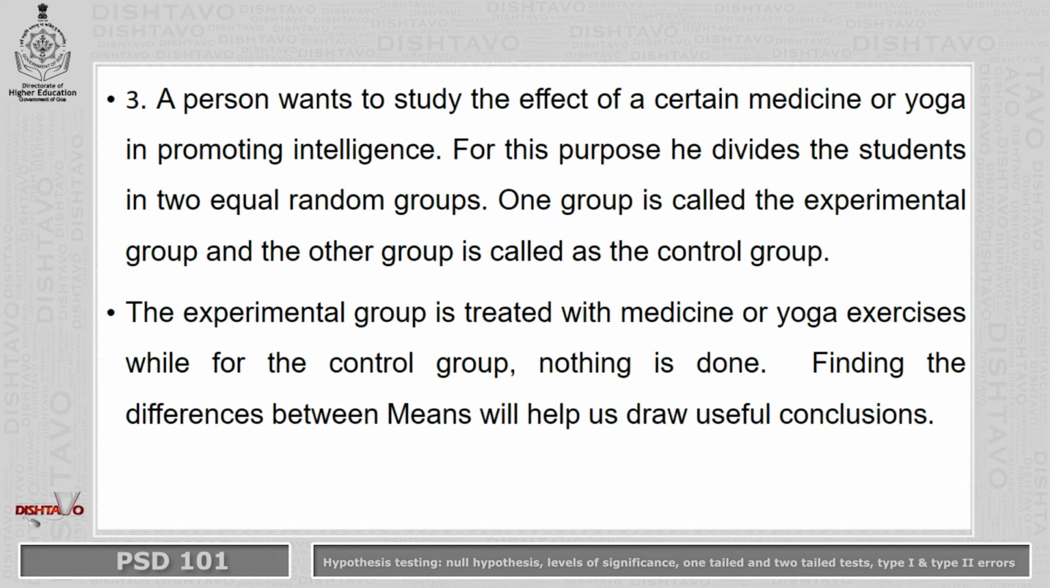A third instance is of a person who wants to study the effect of certain medicine or yoga in promoting intelligence. For this purpose, he divides his students into 2 equal groups. The first group is called the experimental group and the second group is called the control group. The experimental group is the one that receives treatment. So this group is treated with medicine or yoga exercises, while for the control group nothing is done. Finding the difference between means will then help us to draw different and useful conclusions.